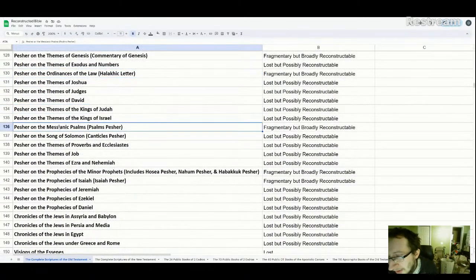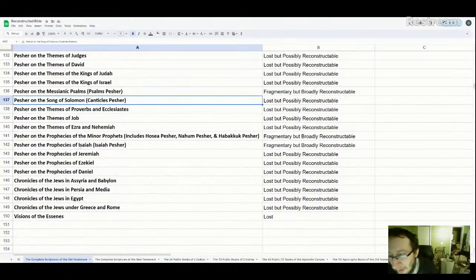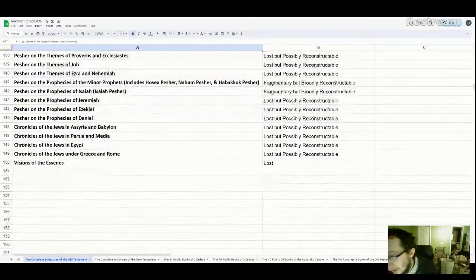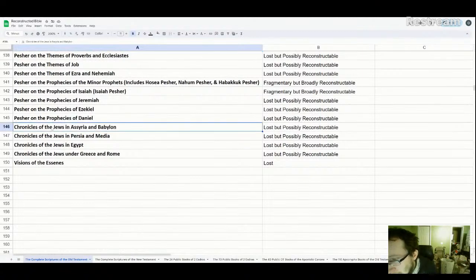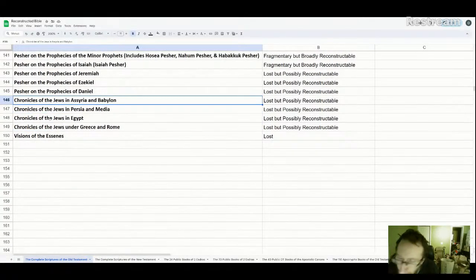The various Peshers, like the Pesher Psalms, there's a pesher of Song of Solomon, and then we have peshers of the prophets like Isaiah, Hosea, Nahum, Habakkuk. We have peshers of those. I believe chronicles were written of the Jews in captivity in different places like Assyria, Babylon, and Persia. Book of Esther actually tells us there was a chronicles of the Jews for Persia and Media. And probably something for the Jews in Egypt and the Jews under Greece and Rome.